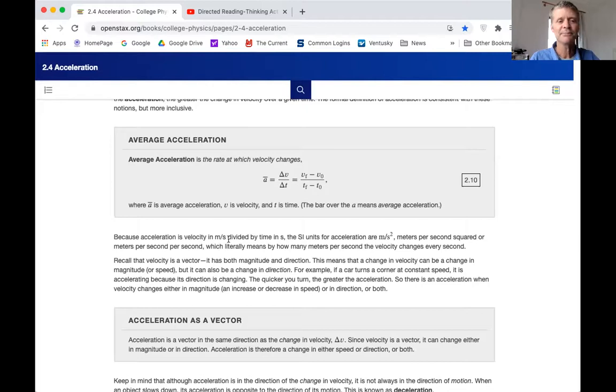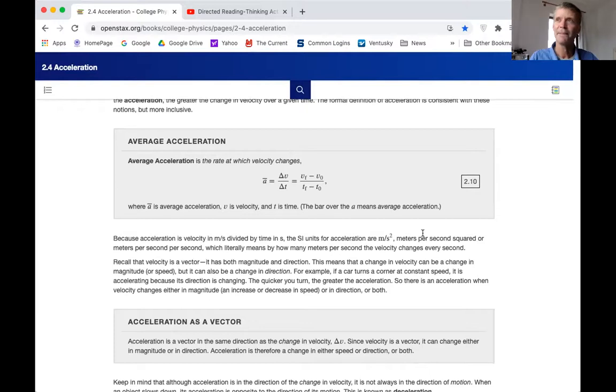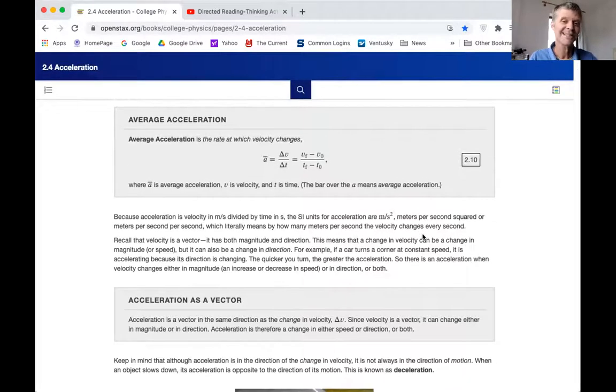Because acceleration is a velocity in meters per second divided by time in seconds, the SI unit of acceleration is meter per second squared. Now, this is very important because meters per second squared literally means how many meters per second the velocity changes each second. And so the idea of acceleration is simply velocity over time, how the velocity is changing. The velocity is getting greater and greater by a given unit over a given time. It's getting faster by, let's say, 10 meters per second, but each second. So it's going 10 to 20 to 30 to 40. So its velocity is changing by the same increment.